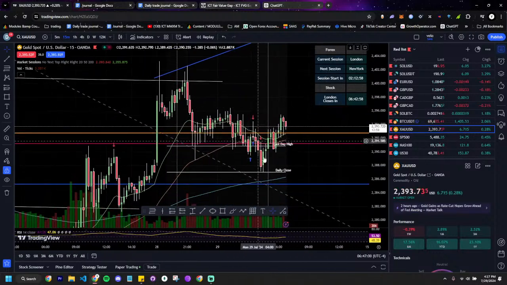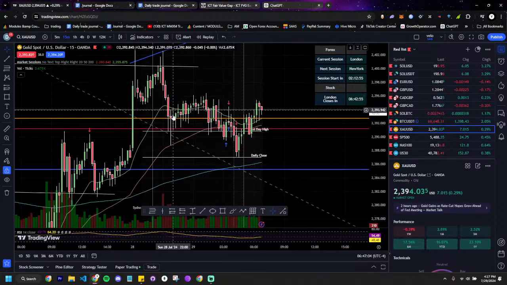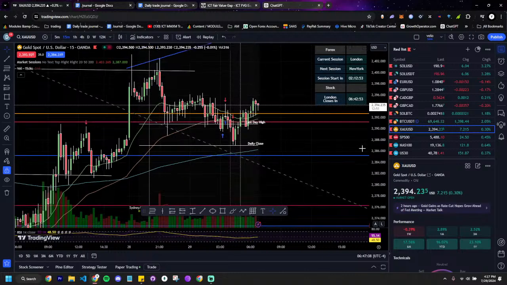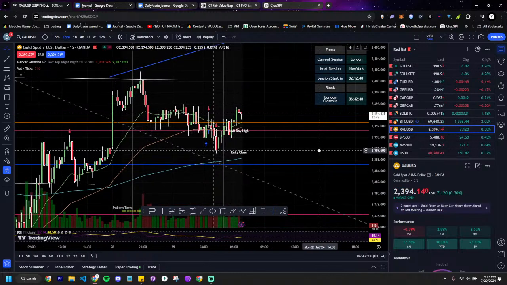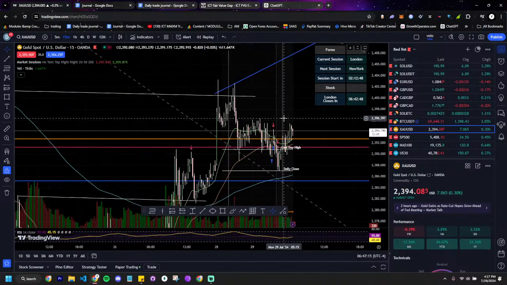It's consolidating, so I'm expecting this to either go up from here or more than likely just go down from here. This is a consolidating phase, which I'm not willing to take any trade in right now, because it is a risky trade to take over here since the market is consolidating.